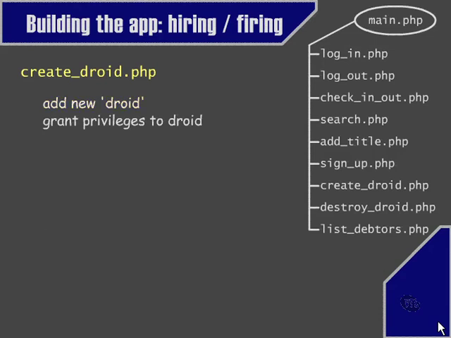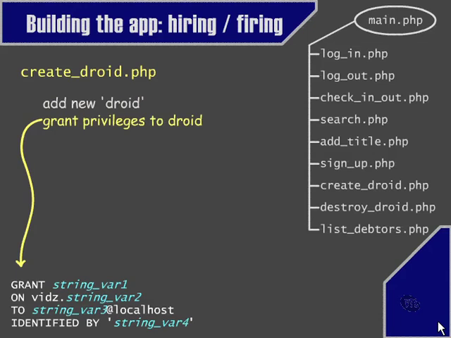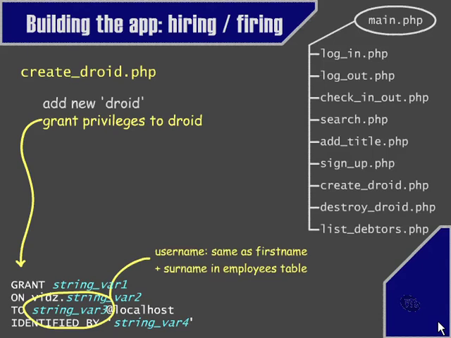The next, rather more complicated part of this script is to grant user privileges to the droid. This is done by a series of grant statements. Now, let's break this down a little bit.